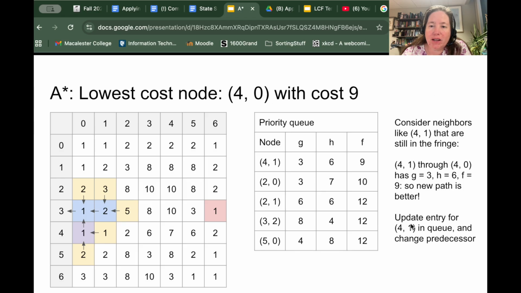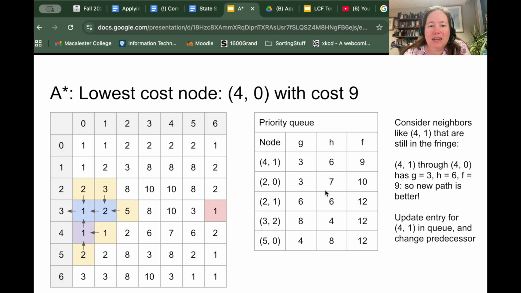So that's what I'm writing about over on the right-hand side. We consider that 4, 1 is in the fringe. Going through 4, 0 gives us a cost of 9, which is less than what we had before. So we are going to change what's happening. In this picture, the little arrow is going to switch from pointing to 3, 1 to pointing to 4, 0 to indicate that that's a lower cost. We update the cost in the priority queue and we readjust the queue accordingly.